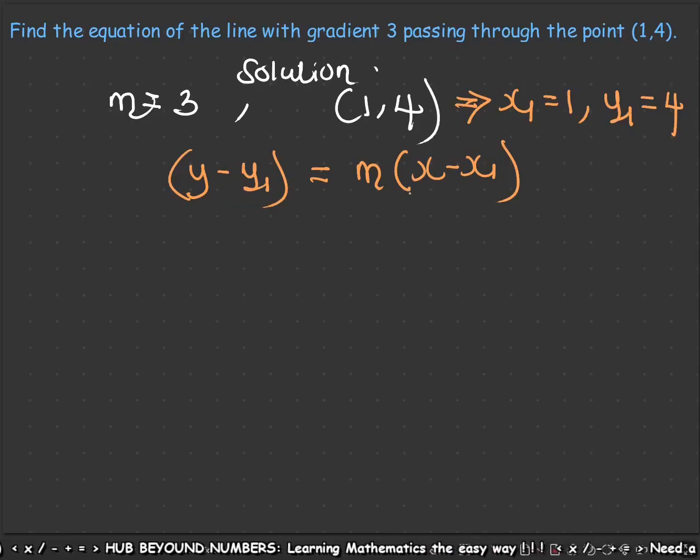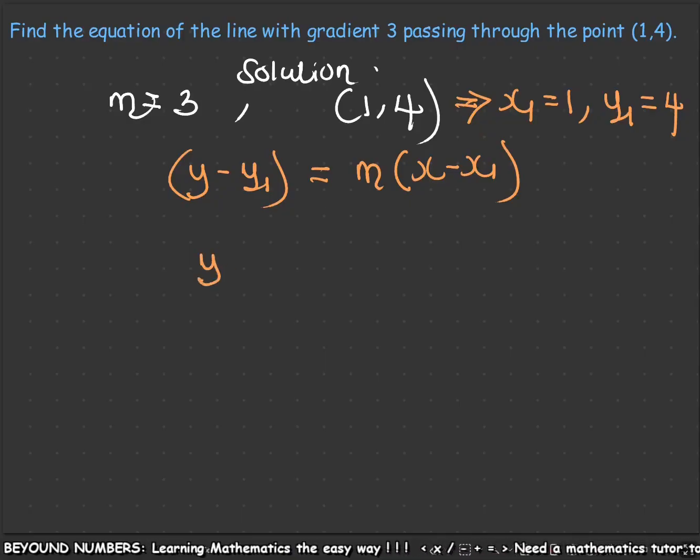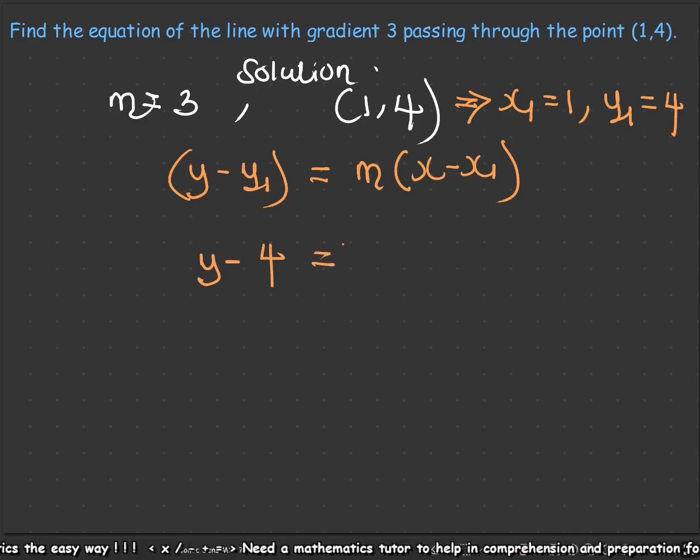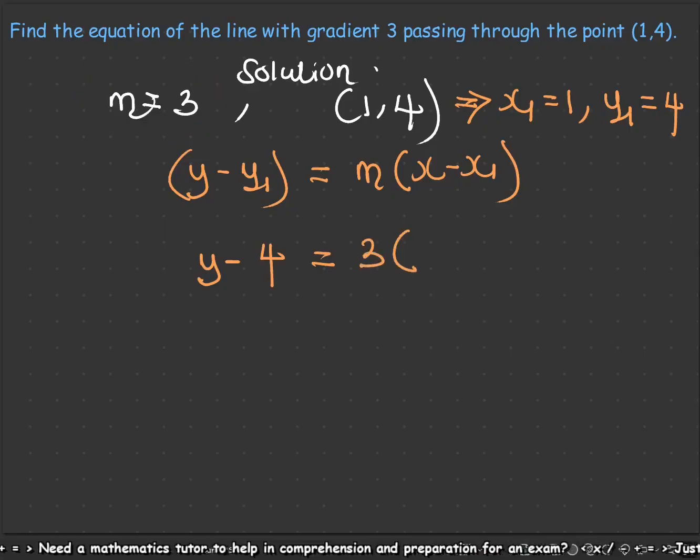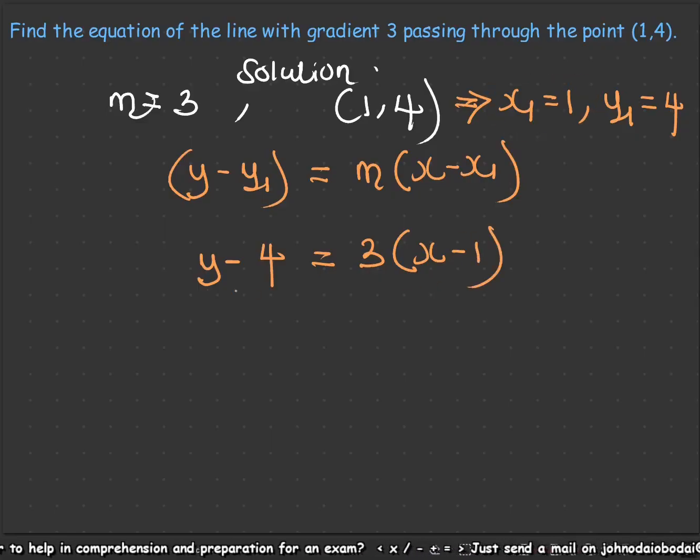So all you need to do is to what? Substitute. Hence, you are going to say your y minus, this is your y here, you see. So your y minus your y1, which was 4, is then equal to your m, which is actually 3. So 3 into bracket your x minus x1. In this case it is what? 1. Then all you need to do is what? Simplify and make y the subject.